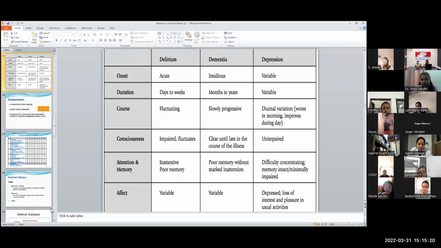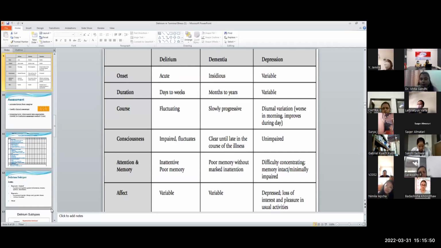Now, if we see the clinical features, a lot of clinical features overlap with the conditions that I told you are most commonly confused with delirium, or the conditions due to which delirium is most often misdiagnosed or underdiagnosed. Dementia and depression. We need to differentiate delirium, dementia, and depression.